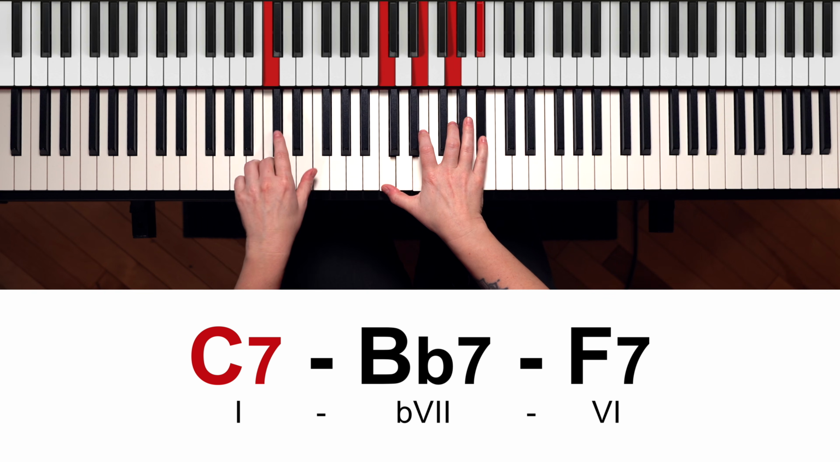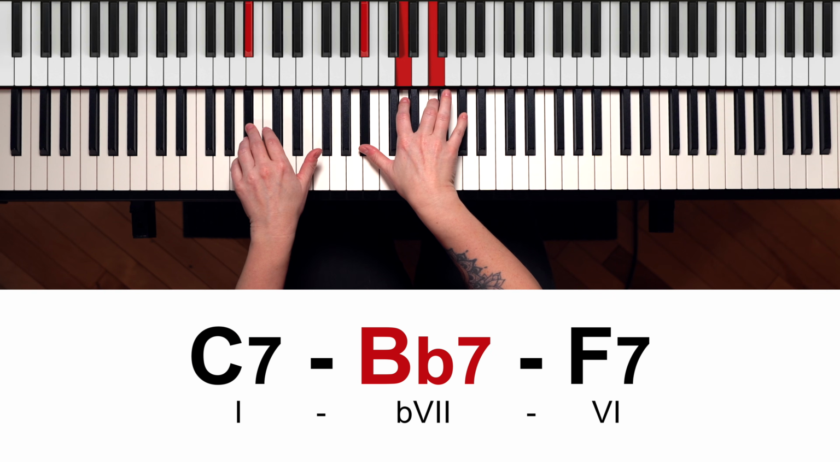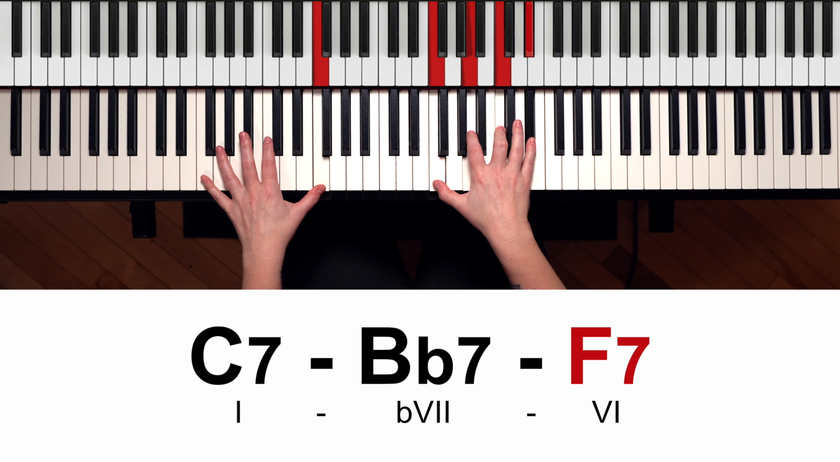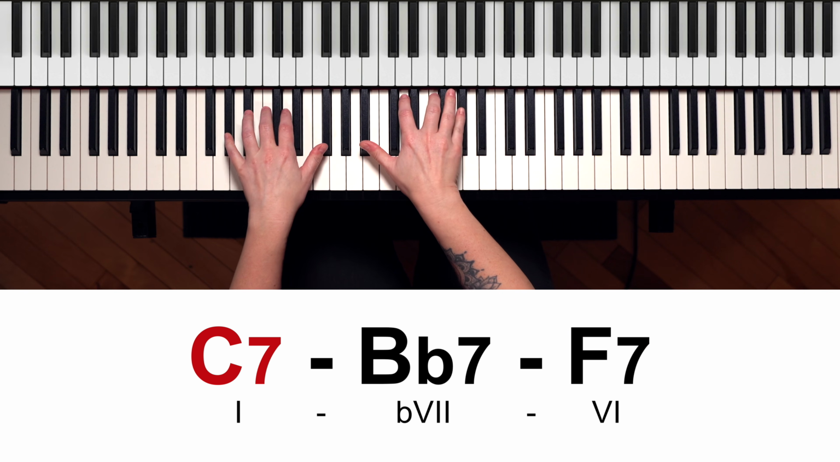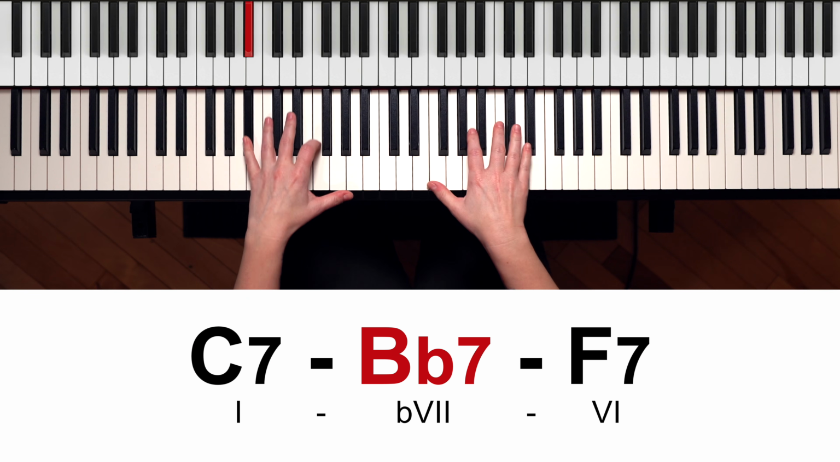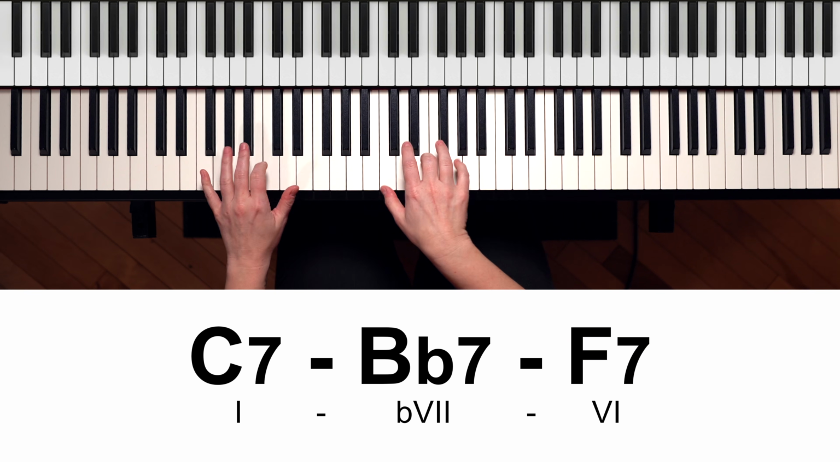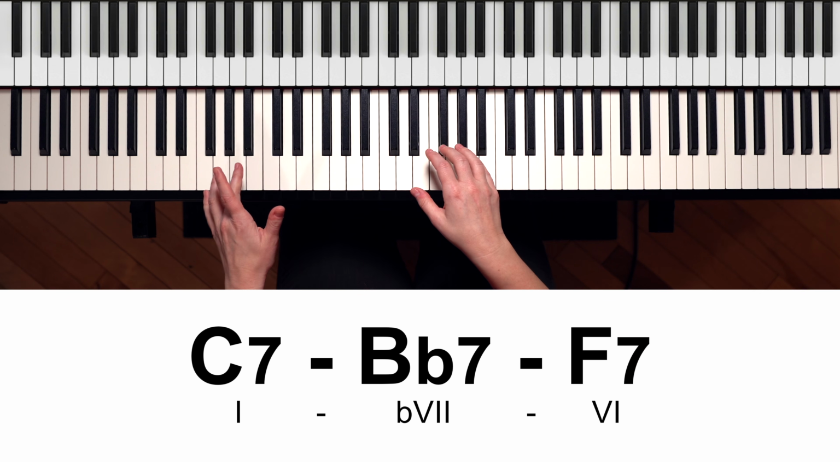So we have C7, then flat 7, we have B flat, keep the 7 on top, and F, we can go with F right here with the flat 7 on top. So it's C7, B flat 7, F7. All right, very classic chord progression. We've heard that many times in so many songs.